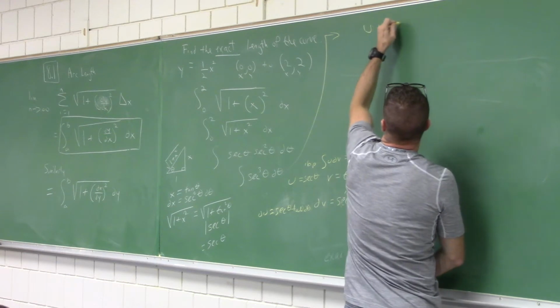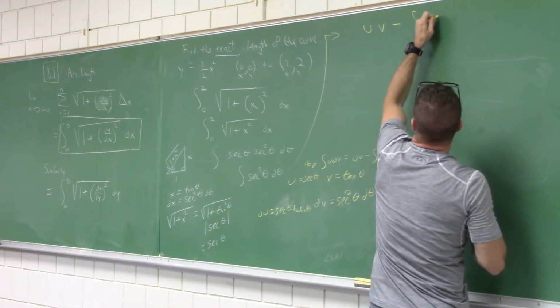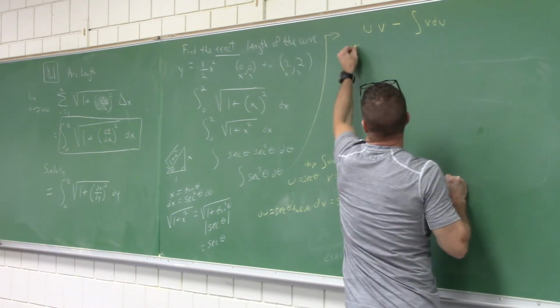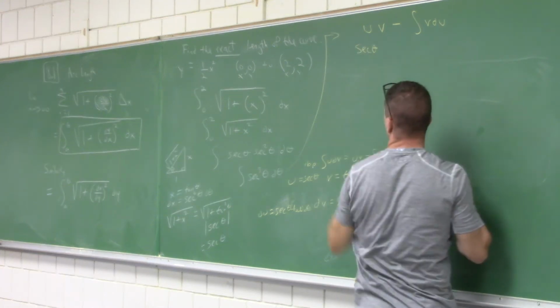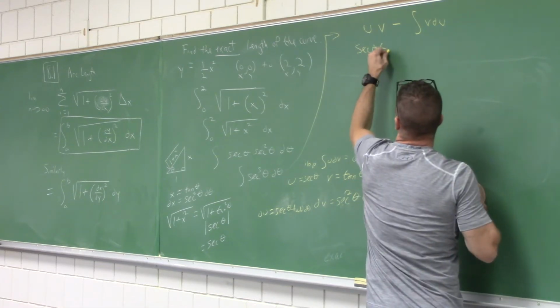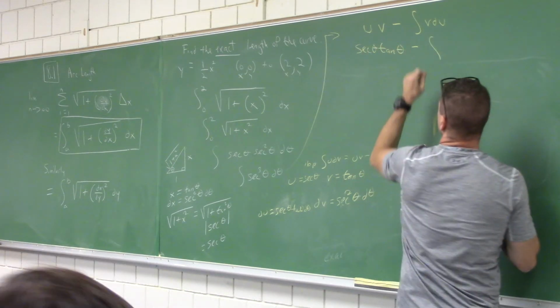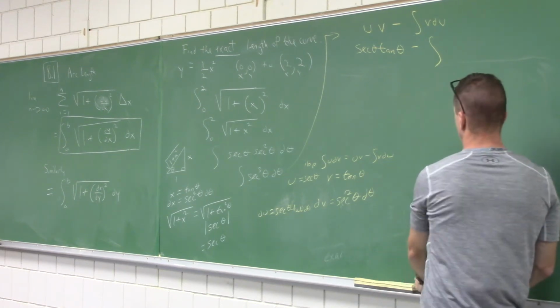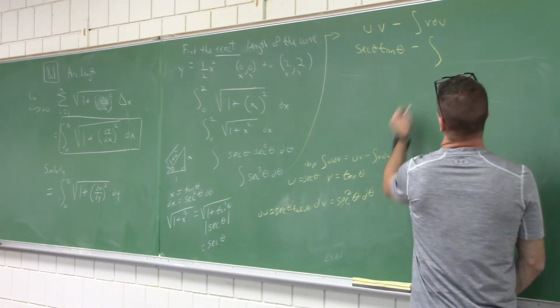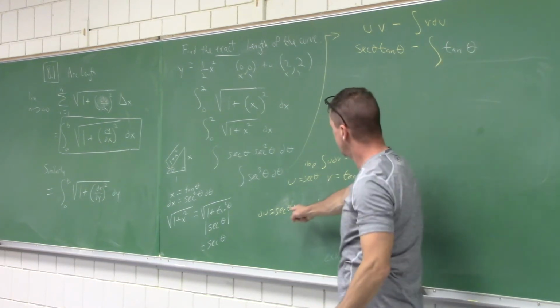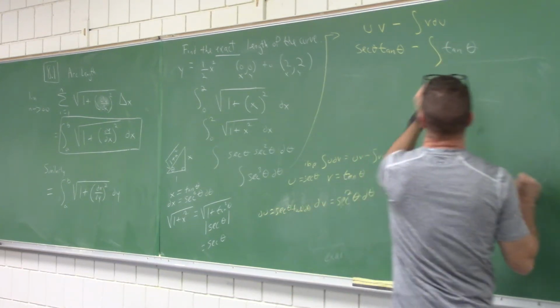uv minus the integral of v du. All right, what do we get? Secant theta times v, which is tan theta, minus the integral of v, which is tan theta, times secant theta tan theta d theta.